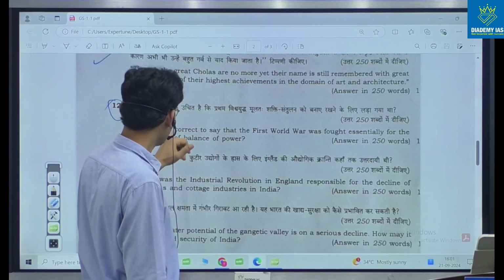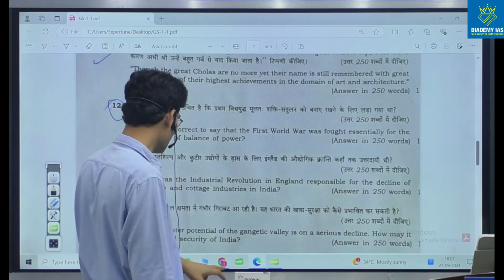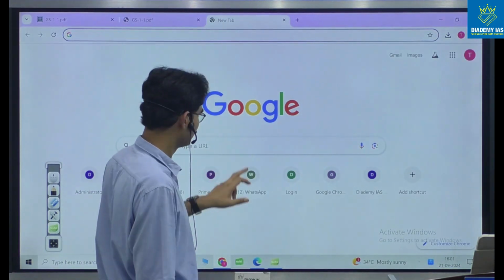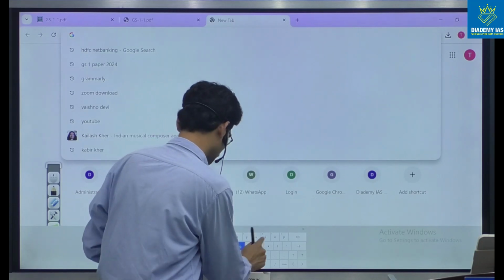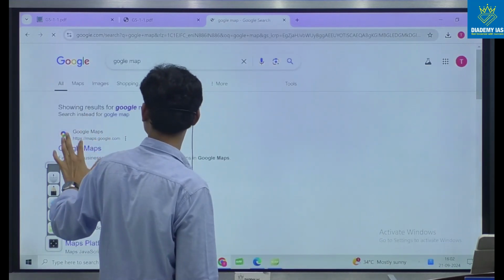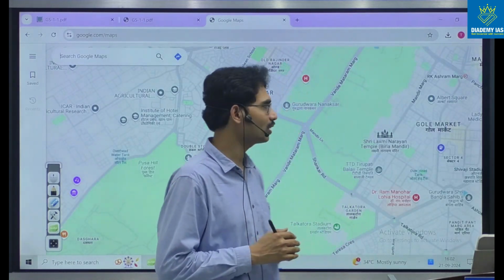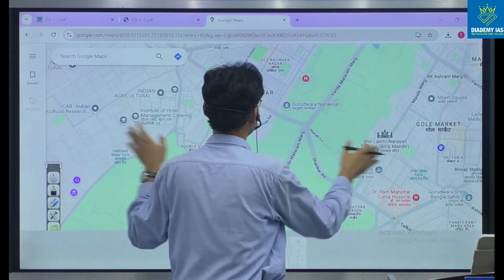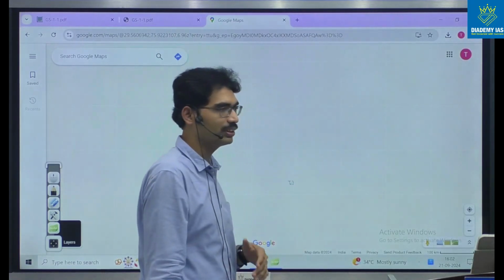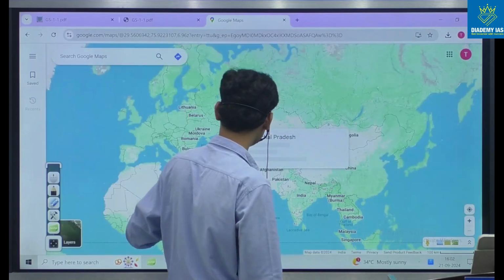Next one: how far is it correct to say that the First World War was fought essentially for the preservation of the balance of power? So what is the reason? World War I, what is the time? What is the location? Whenever a question comes, the first thing you should immediately remember is in which location this development was taking place and what is the time period. Now it is talking about World War I.